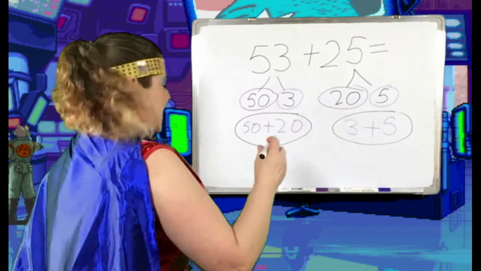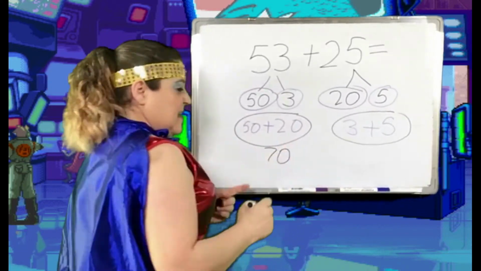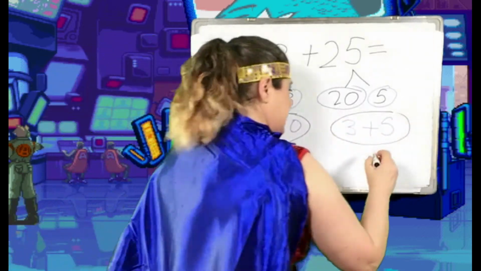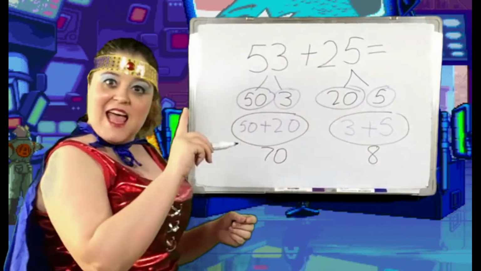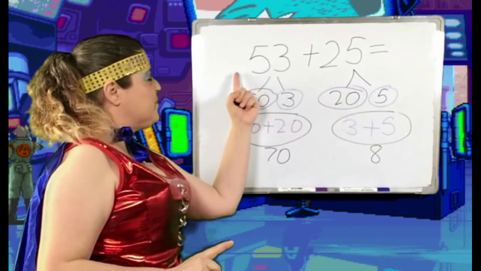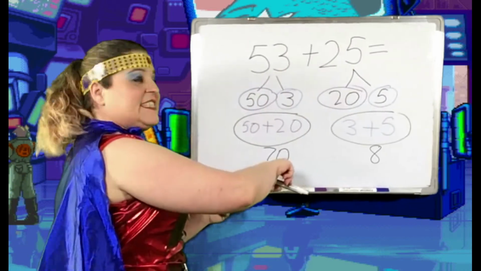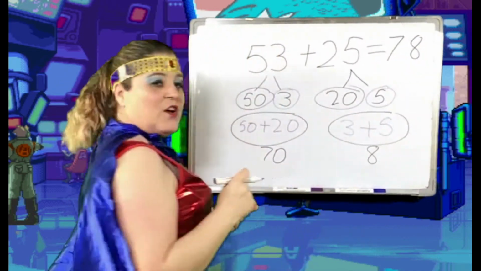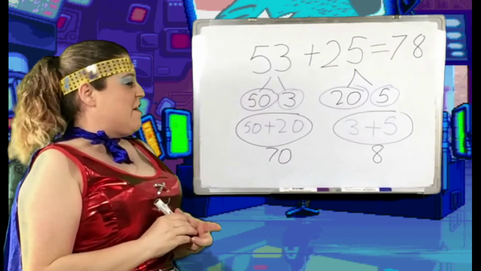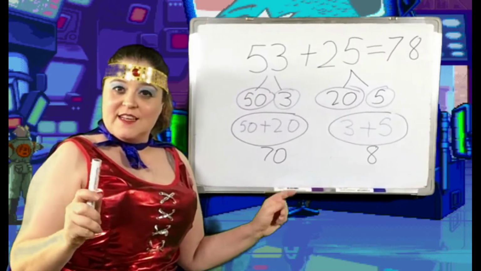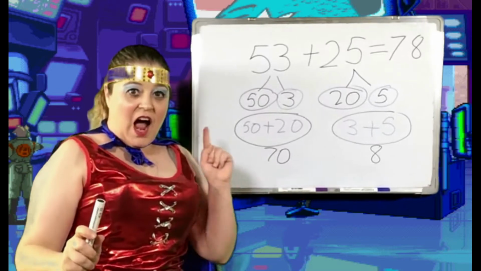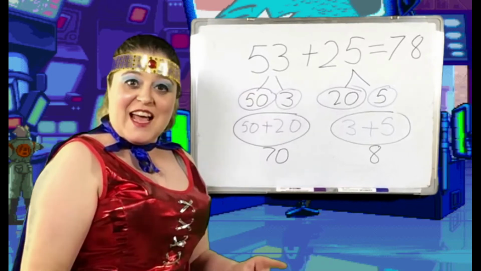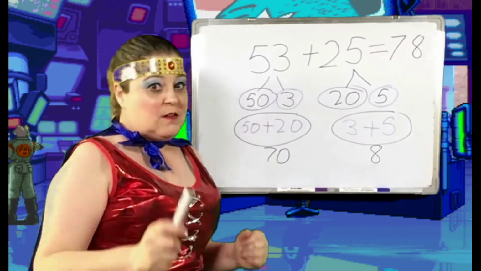50 plus 20 is 70. 3 plus 5 is 8. So the answer to 53 plus 25 is 78. 78 is your answer. Very good. All right. This one, I want you to write the sum on your own whiteboard and do it with me. Okay?